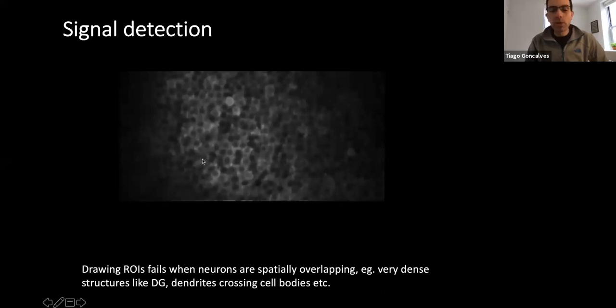There's also a more serious problem with this, which is that drawing ROIs, whether you do it by computer or manually, fails when the neurons are spatially overlapping. For example, when you have very dense structures like the dentate gyrus, this is an image of the dentate gyrus. Can you tell me here where a cell stops and where another cell begins? Because I can't, for me, it's impossible, right?